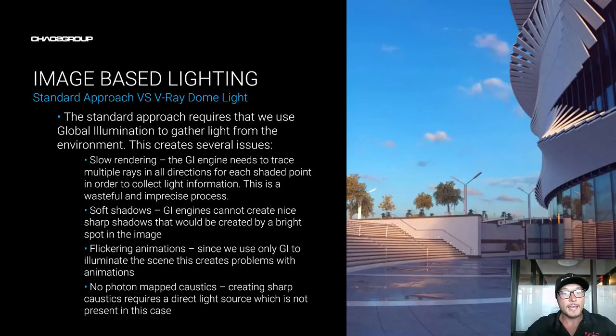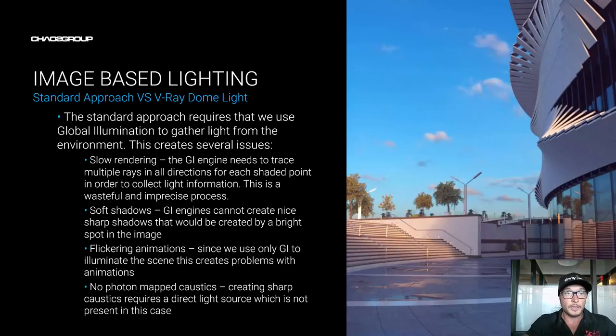Soft shadows. GI engines cannot create nice sharp shadows that would be created by a bright spot in the image, right? So if we're using just the GI for illuminating our scene, we won't be having a direct source of light, and the light will come from all directions. It will be a waste of computing. Still, we're going to get nice soft shadows, but we're not going to get any directional light. Flickering animations. Since we use only GI to illuminate the scene, this creates problems with animations. And no photon mapped caustics. Creating a sharp caustic requires a direct light source, which is not present in this case.